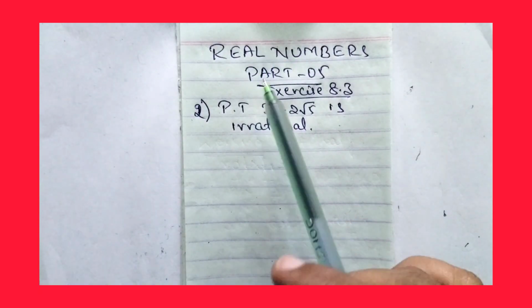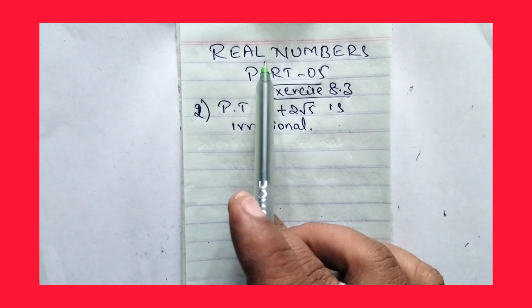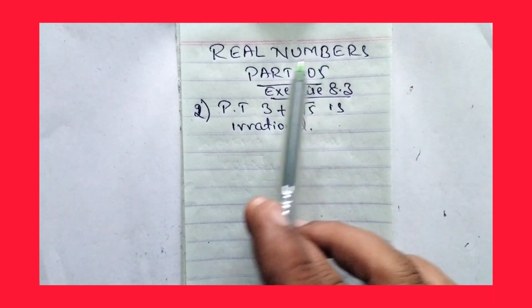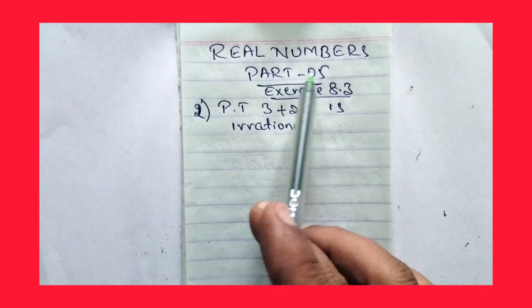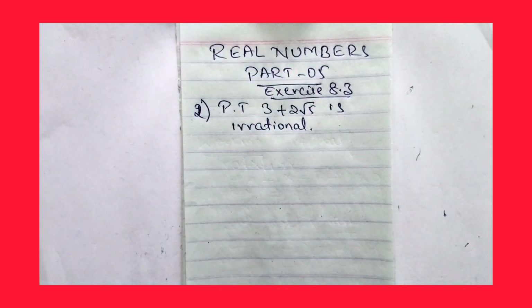So in this video we are going to continue the chapter Real Numbers of Class 10th Mathematics Part 5. In the previous video we have proved that root 2 is an irrational number, root 3 is an irrational number, root 5 is an irrational number, root 7 is an irrational number. So like this we have proved that root 2, root 3, root 5, root 7 are irrational numbers. Now let us continue this one.